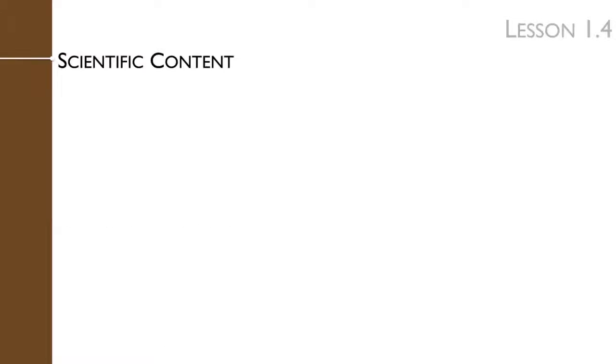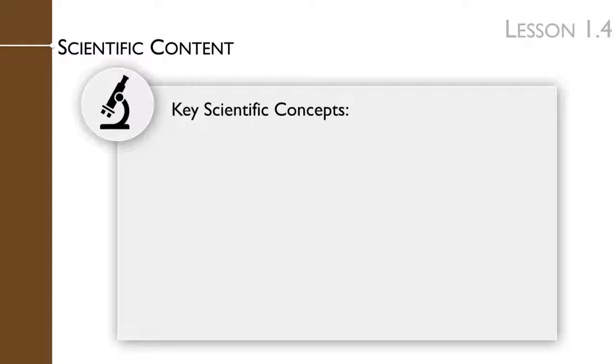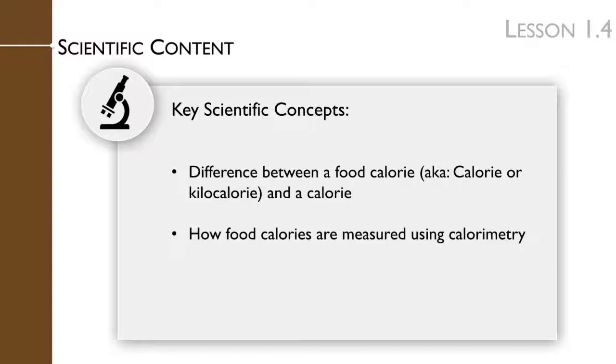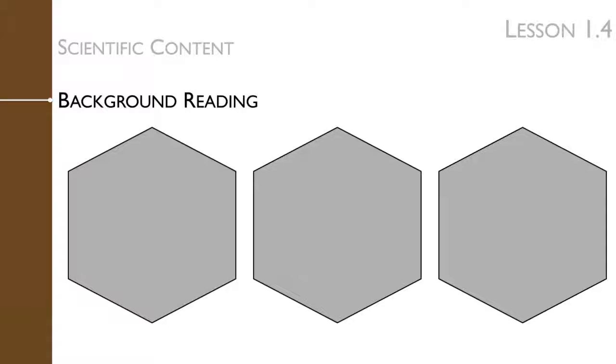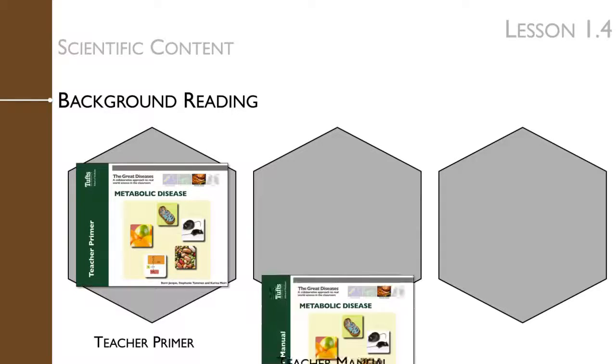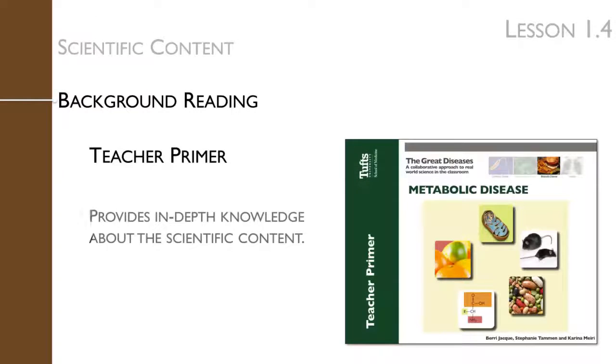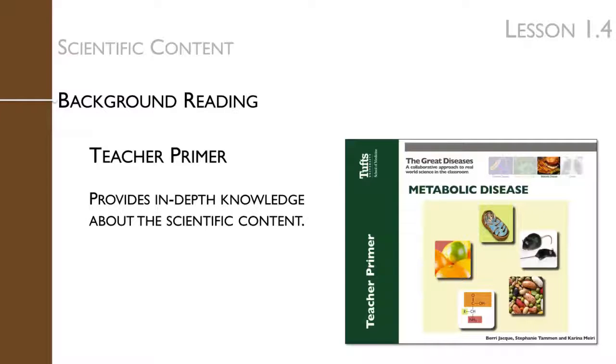To prepare for this lesson, you will need to review the key scientific concepts that will be presented throughout the lesson. They include the difference between a food calorie and a regular calorie, and how food calories are measured using calorimetry, including the limitations of bomb calorimetry as a model for metabolism. You can review the scientific content in the background reading provided for you in the teacher primer, the teacher manual, and the student workbook. The teacher primer provides in-depth knowledge about the scientific content presented in this lesson.